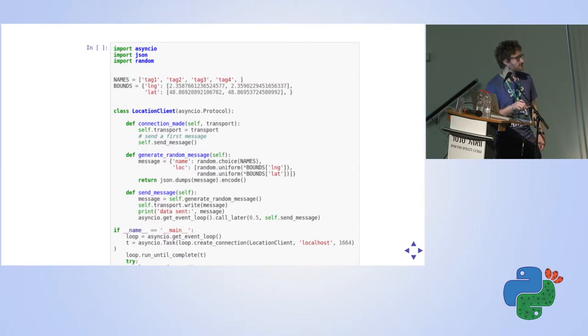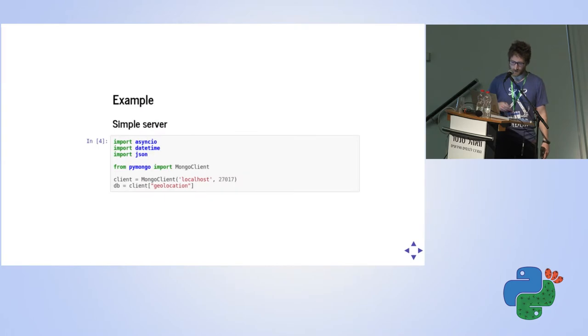We will have our async.io protocol here. Once we connect, we will just generate a random message here, which will be in our bounds. Choose one of our tags and just put it at random on our map. So it's really simple. We just fuzz the entry of data to simulate a device really sending this. So we connect here to our localhost on this port. So it's just a TCP socket. Really, really simple.